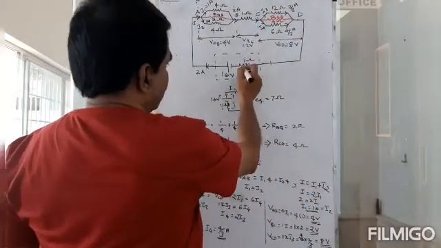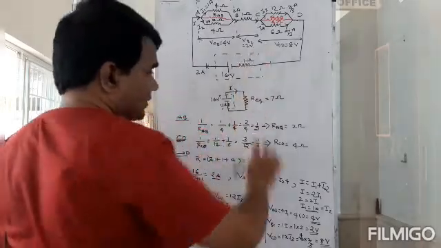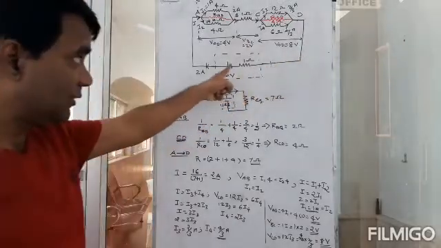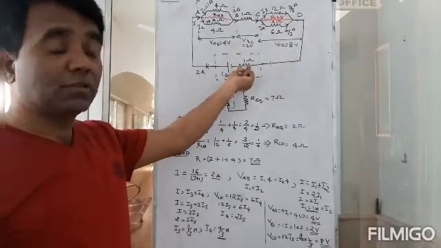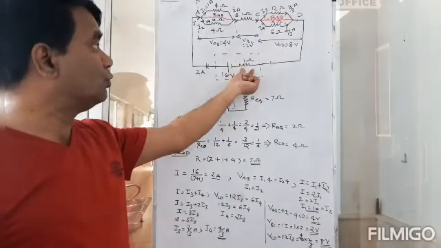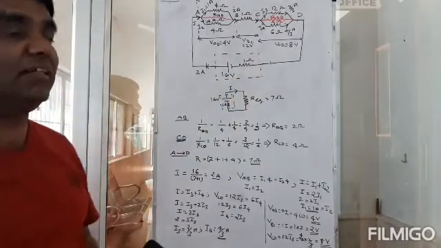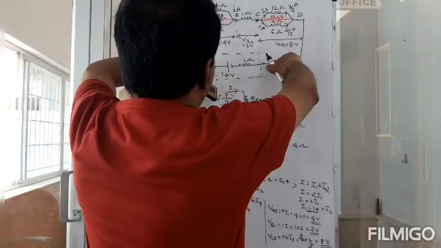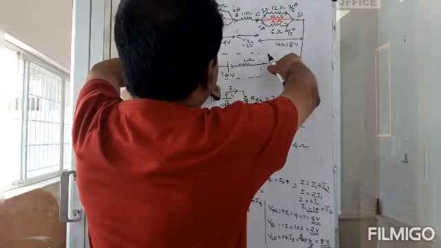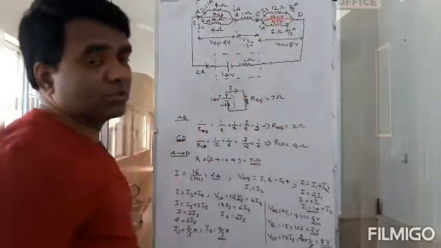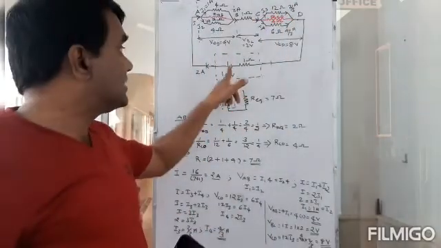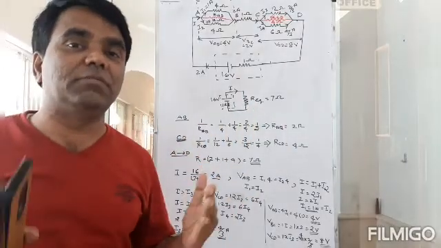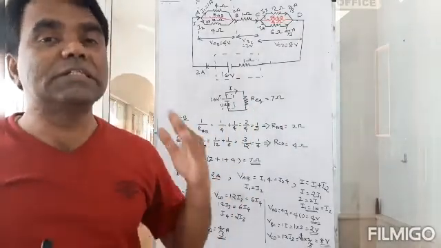And what about this one? Within the battery, there is a drop of 2 volts. Why? Because 2 ampere current is flowing through it and 1 ohm is the internal resistance. So 2 volts will drop here, meaning that the potential available outside the two terminals is only 14 volts, not 16. 16 is the EMF of the battery. That is the potential that is available when no current is flowing.